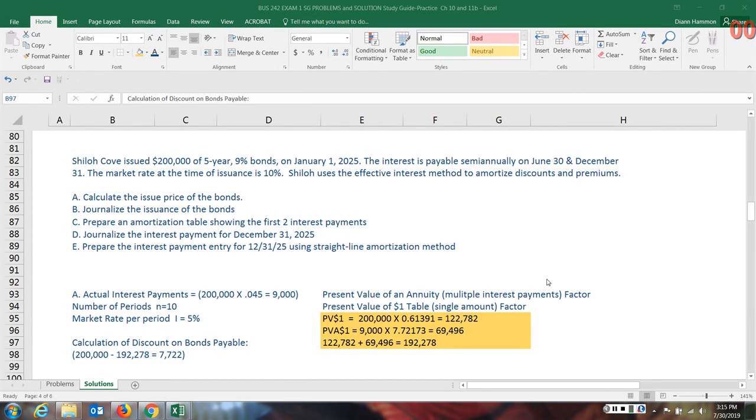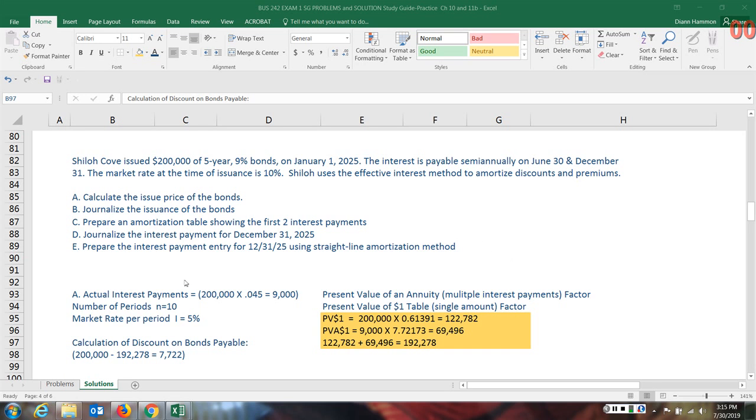Interest is payable semi-annually. This is twice a year, on June 30th and then again December 31st. The market rate at the time of issuance is 10%. Shiloh uses the effective interest method to amortize discounts and premiums. And then we have A through E, several different items that we need to work through and answer the questions to. First, we calculate the issue price of the bonds.